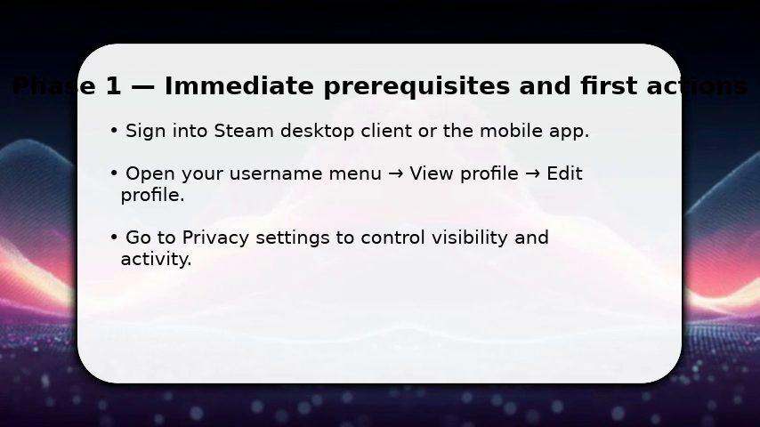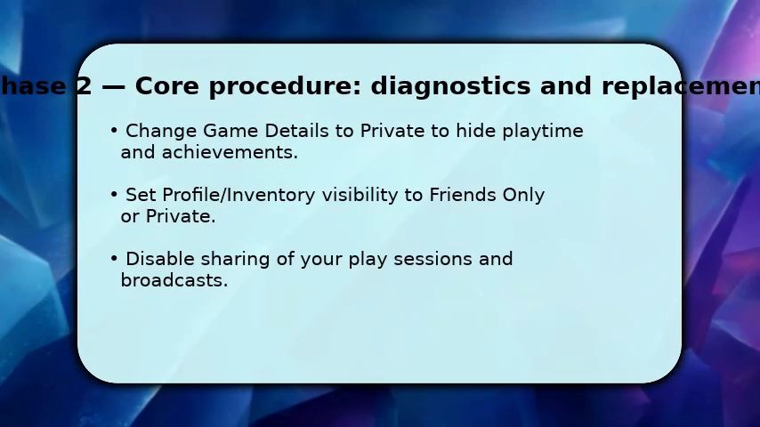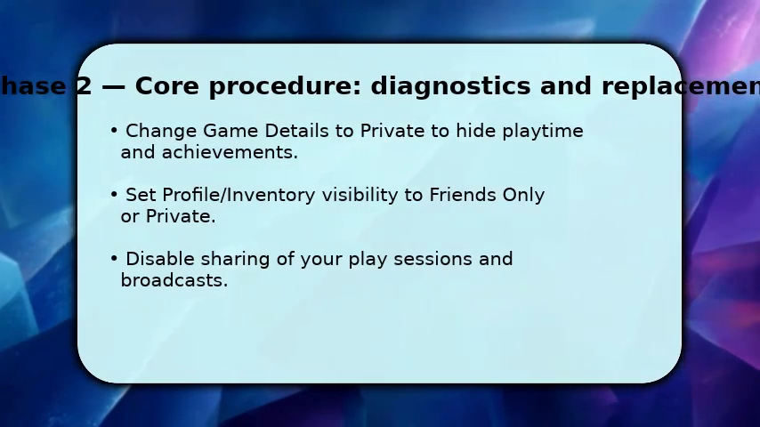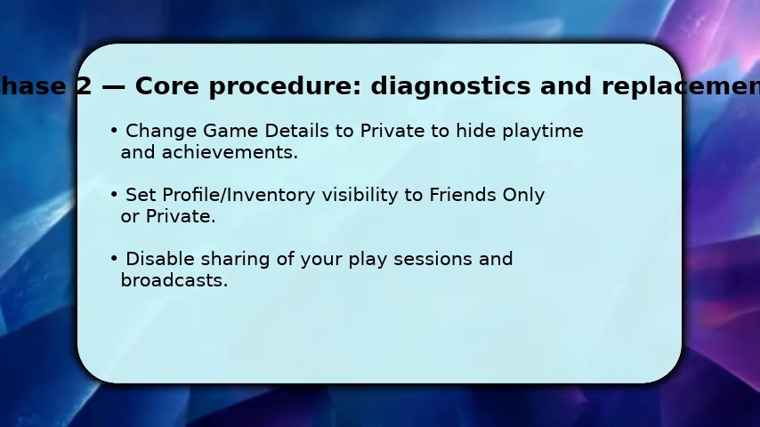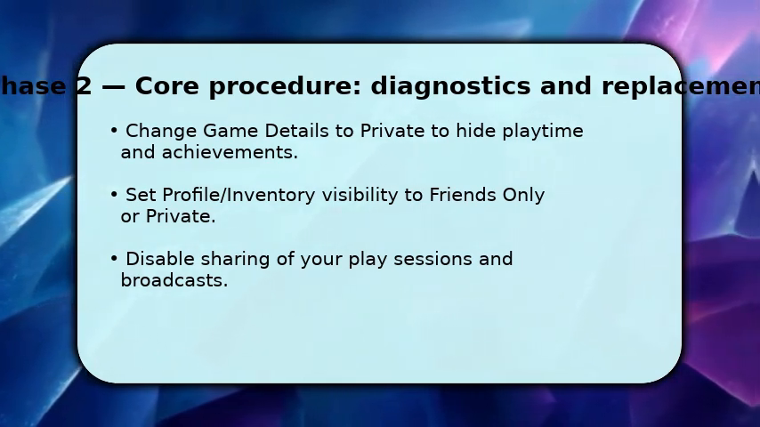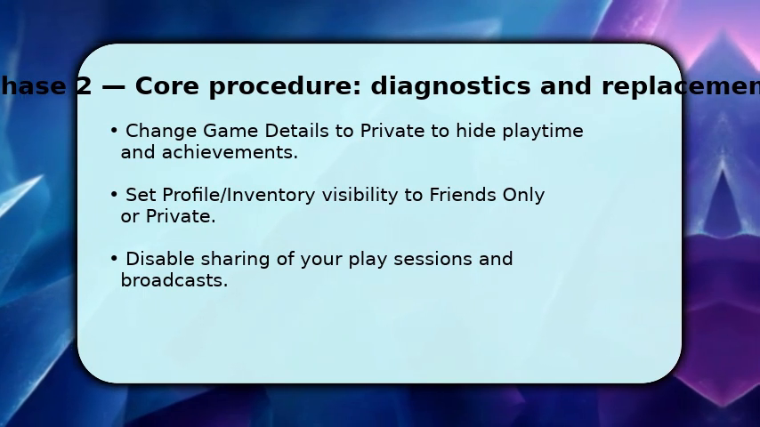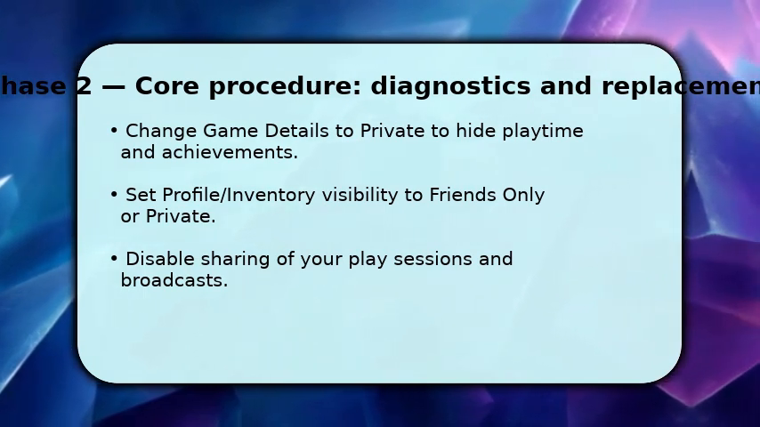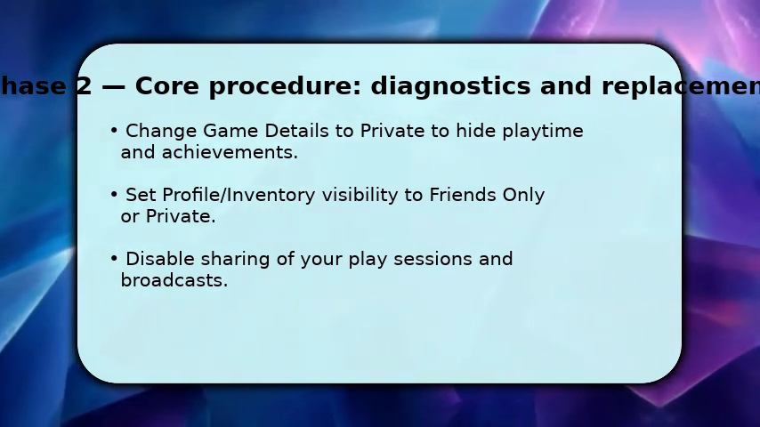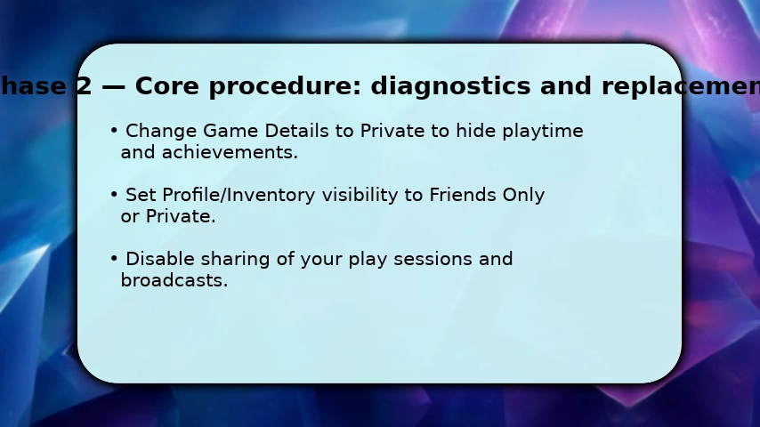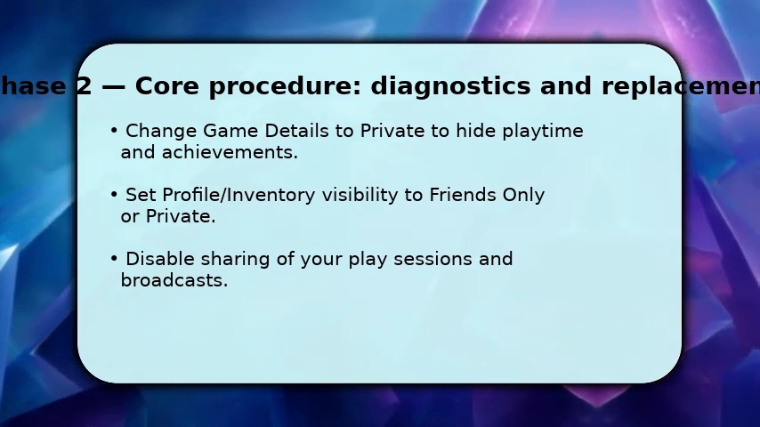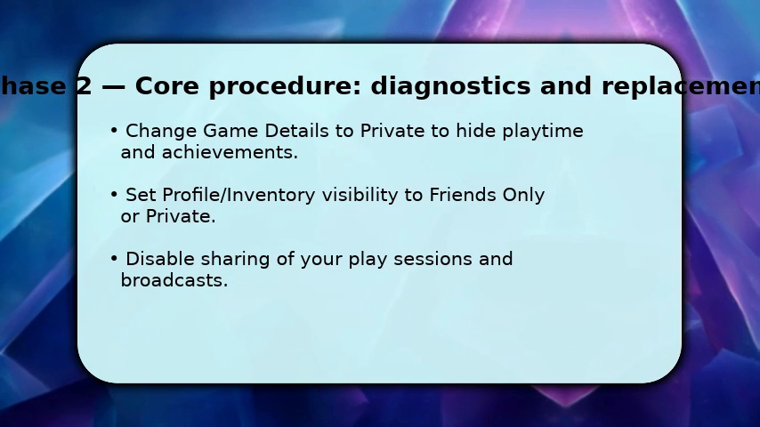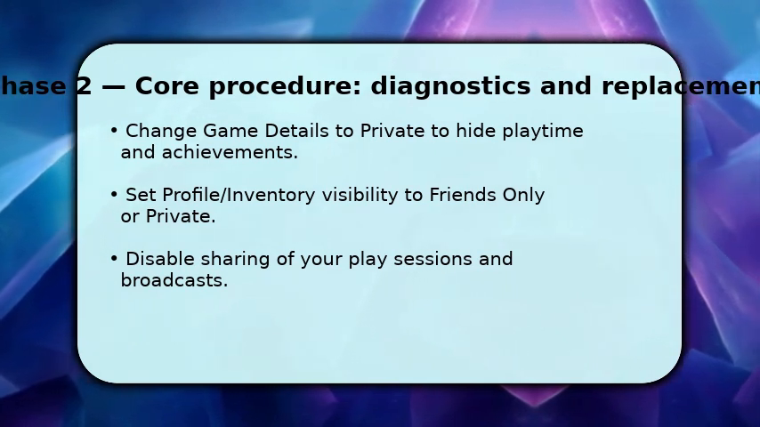You change game details to private so playtime, achievements, and the list of games are no longer public. Once done, alter profile and inventory visibility to friends only or private, depending on whether you want select friends to see anything. Also turn off broadcasting and in-client sharing. These settings prevent Steam from broadcasting your session to other users or disclosing what you're playing.